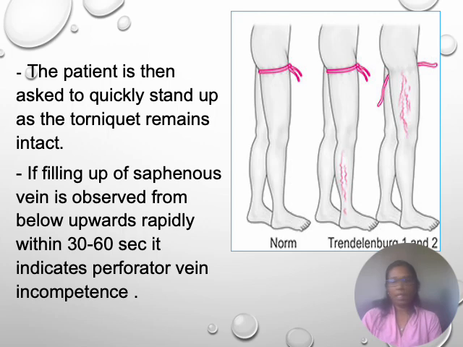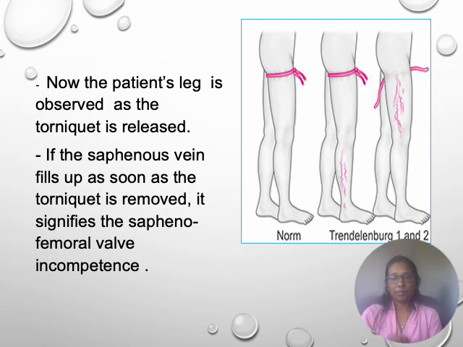In the first scenario, the tourniquet is not removed. Now, the lower limb is observed. If the filling up of the saphenous vein is observed from below upwards within 30 to 60 seconds, it indicates perforator vein incompetence. Next, look at the second picture. In the second scenario, the tourniquet is removed and then the limb is observed. If the saphenous vein fills up as soon as we remove the tourniquet, it definitely indicates the incompetence of the saphenofemoral valve.